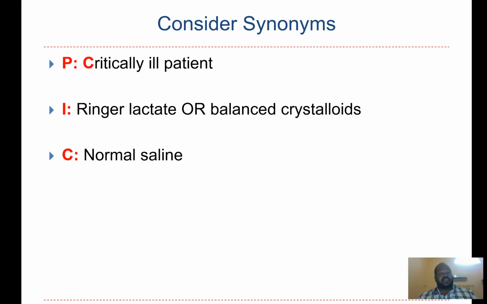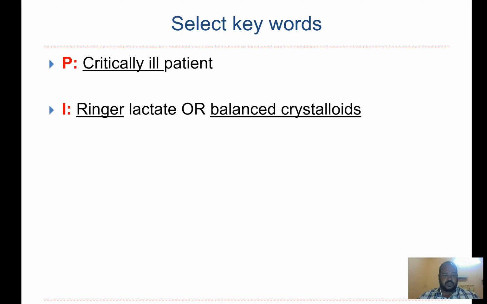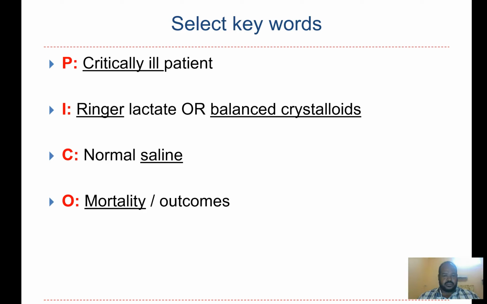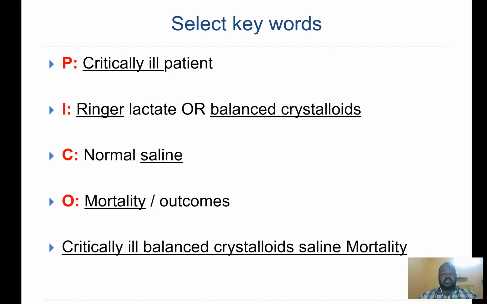Normal saline and ringer lactate, sometimes people use the word crystalloid to refer to both of them. So think about that. And sometimes mortality is mortality. You can write deaths, you can write increased survival. So think about these synonyms, and then try to select your keywords. And then you will take those keywords to do your search.